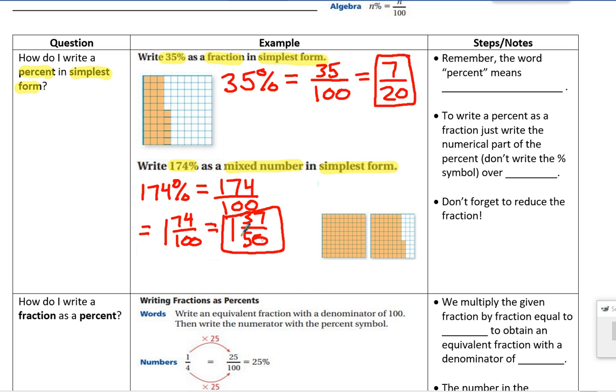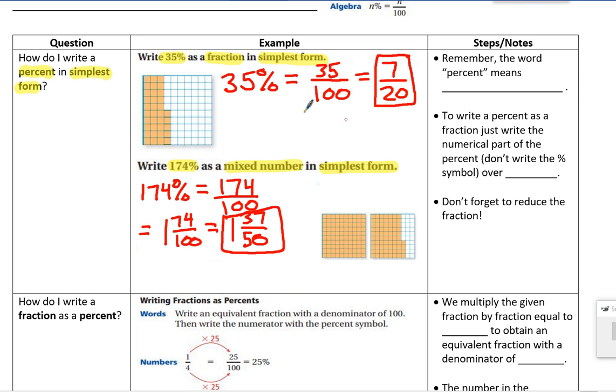Whoa. Okay, what does that look like modeled? Now let's look at these models. Going back to the 7/20ths or 35%, each column is 10, so we have 35 out of 100 total. That makes sense, that's 35%. For 174%, you have an entire 10 by 10 grid, one whole already filled out, then you have 74 out of 100, which is where we got that, and then we reduced that to 1 and 37 out of 50.